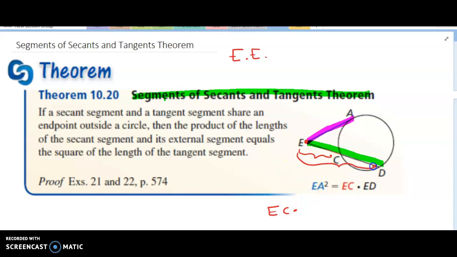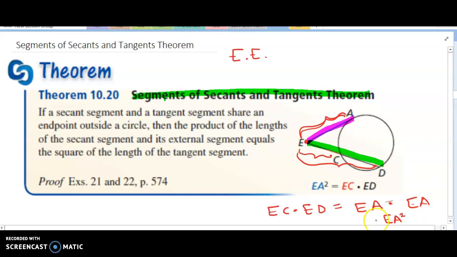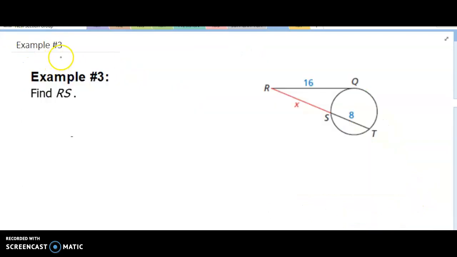times the entire ED is going to equal, if we go to here, the exterior is EA times the entire, notice the entire thing is exterior, so the entire is also EA. Okay, or in other words, EA squared equals EC times ED. Okay, so really, if you just remember double E, that applies here as well. All right, so let's do an example.